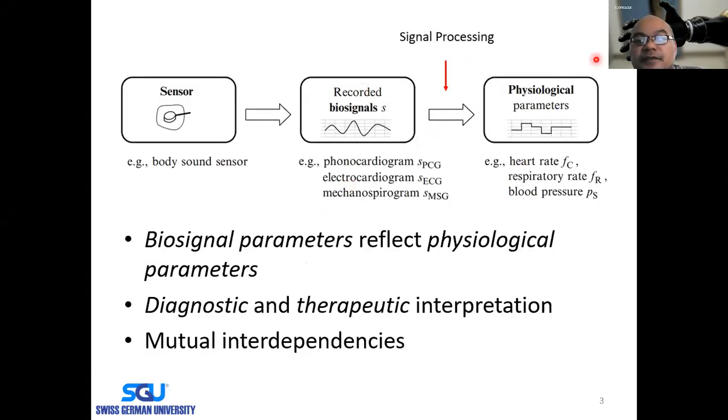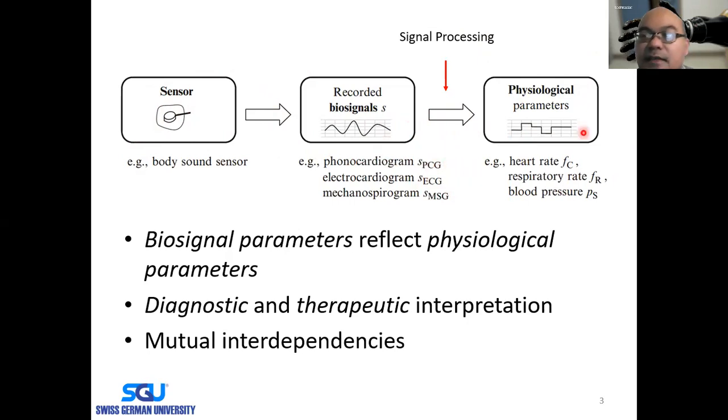From the previous section of the chapter, we have concluded that a sensor is attached to the body, or some sensor injects a signal into the body and then captures the scattered or absorbed signal, resulting in a recorded biosignal. Examples include the phonocardiogram. This is from the sound of the heart.